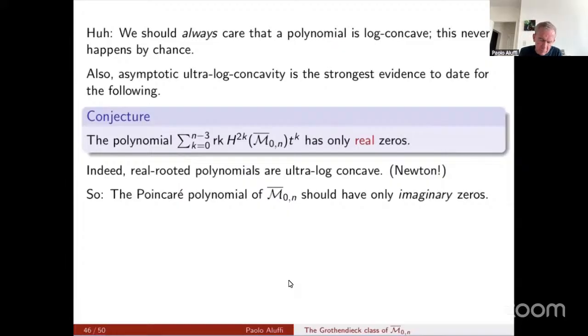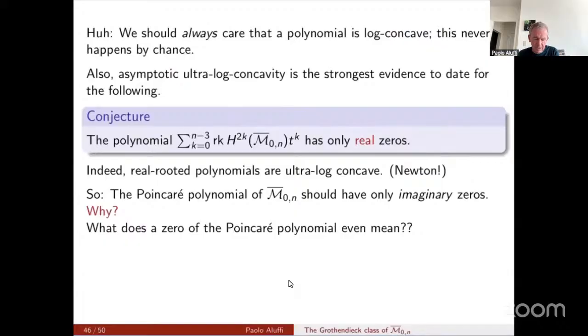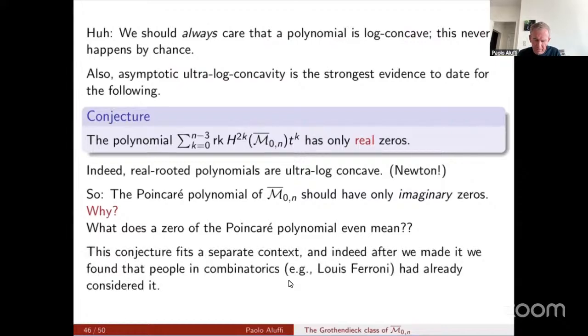If you look at the Poincare polynomial itself, of course, the Poincare polynomial is a combination of even powers of t, so the statement is that it should have imaginary zeros. But what does it mean? What does a zero of the Poincare polynomial mean? I have no idea, but somehow nature is telling us that there's some meaning to it, that this wants to be understood. And I'm going to tell you that this fits a separate context.